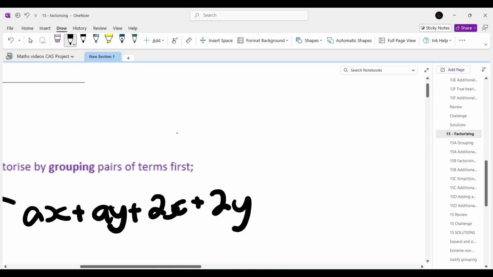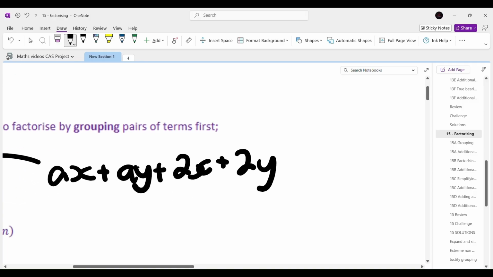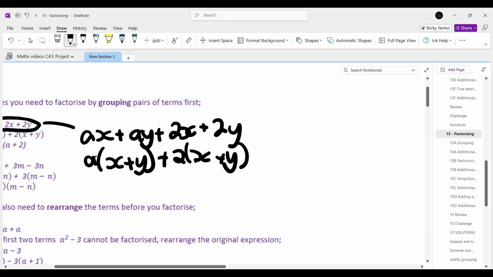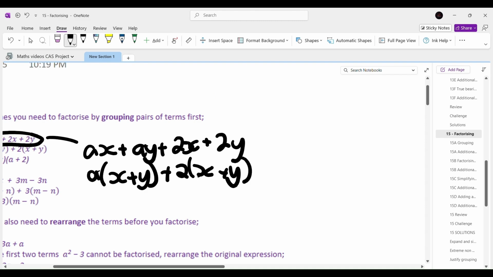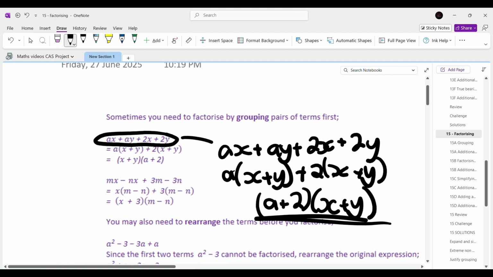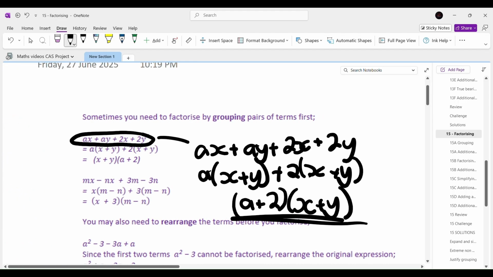Now here, what you want to do is try and find the common factors in order to simplify them down. So for here, we have a common factor of a, so we'll take this out. We'll have a(x plus y) plus 2(x plus y). And now that we have two sets of x plus y, we can make this one factor, and a plus 2 will be the other factor. So (a plus 2) times (x plus y) is our simplified equation, as you can see here.